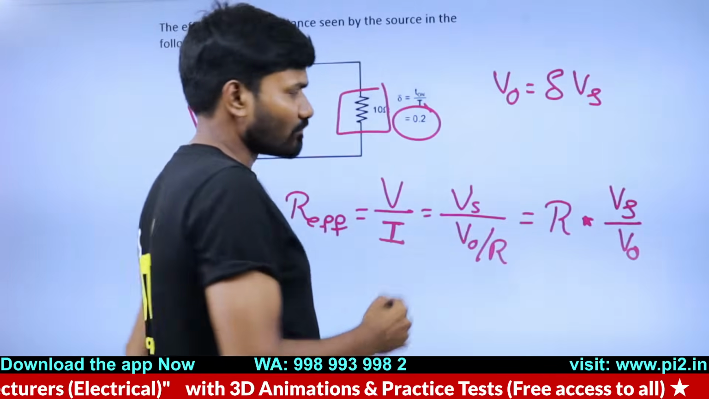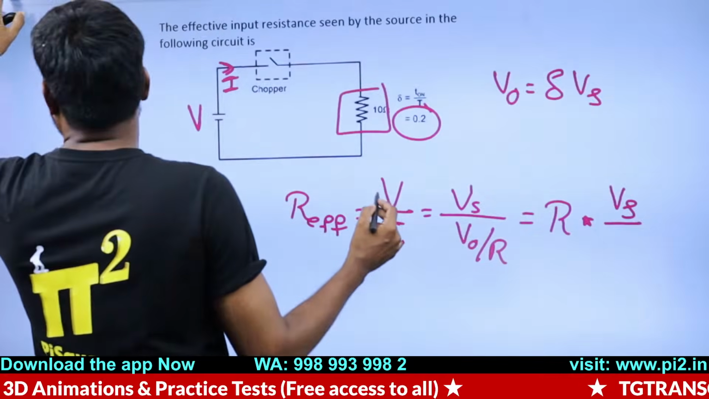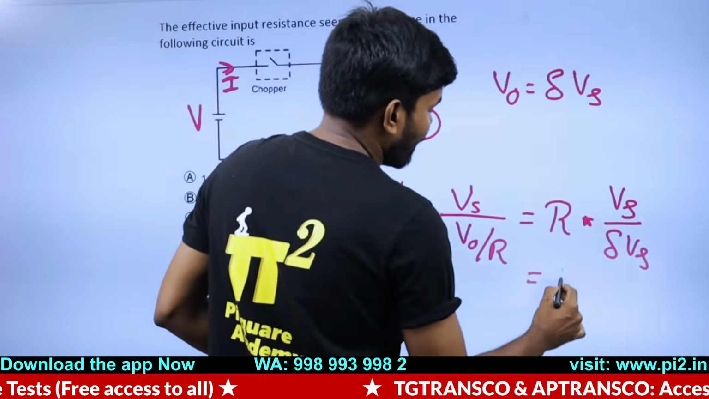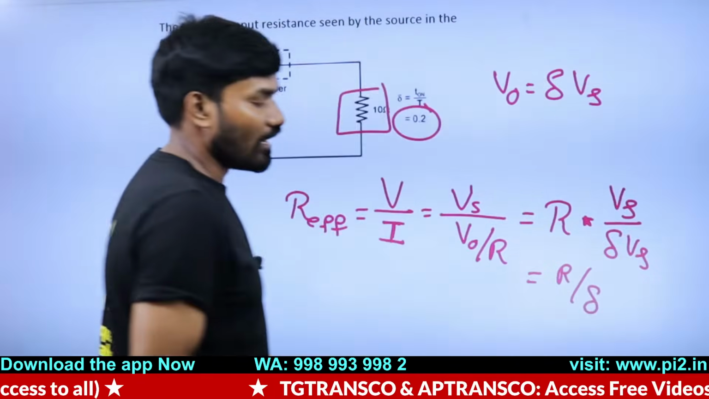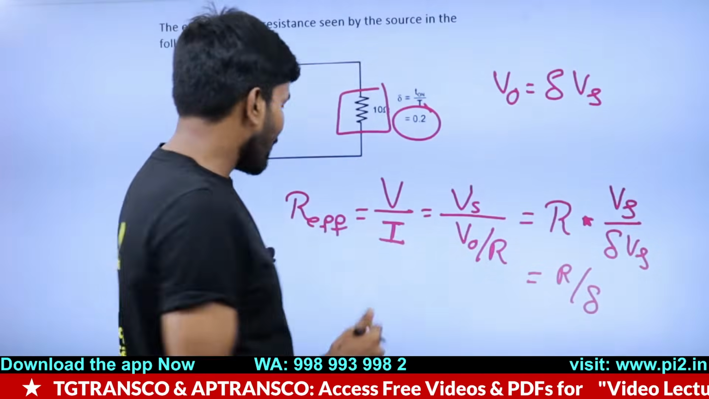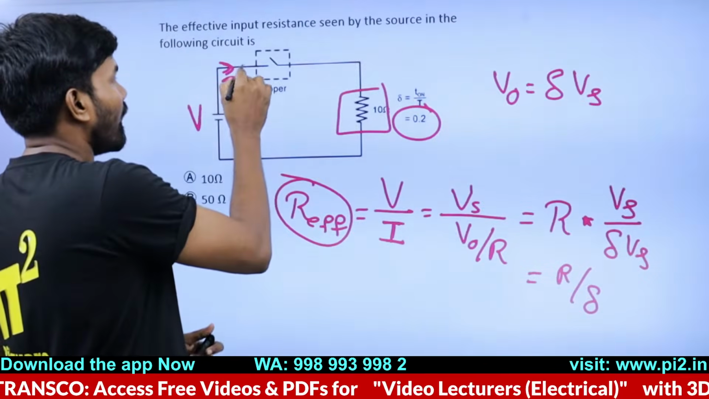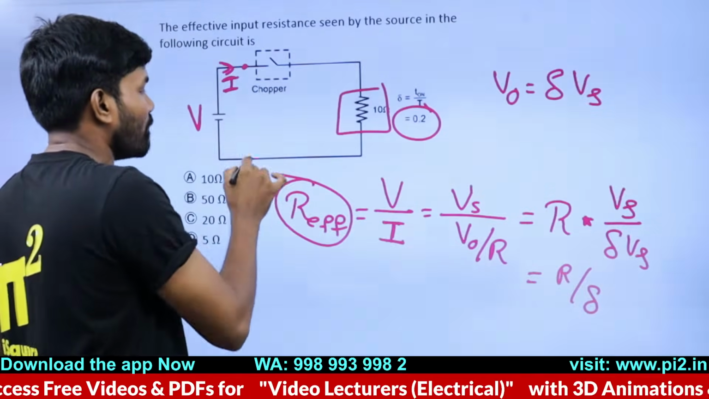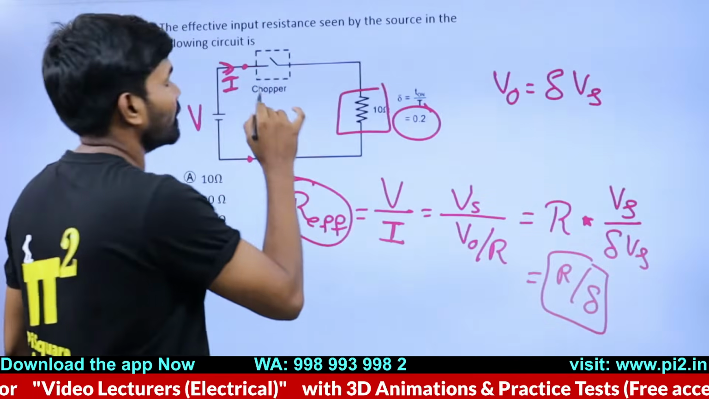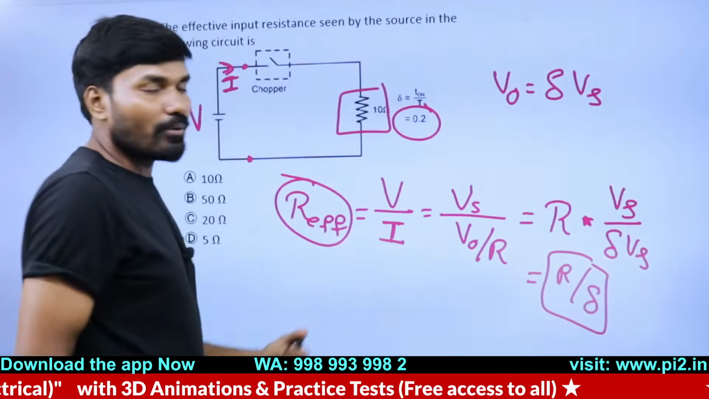I'm simply substituting delta Vs in place of V naught. So Vs cancels, and you will get R by delta. Which means the effective resistance offered across these two terminals is a function of the duty ratio delta. If you keep delta at 0, the effective resistance will be infinity.